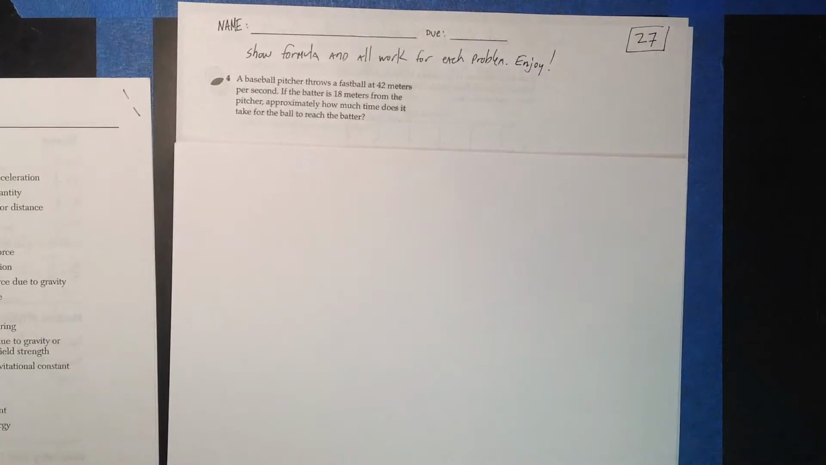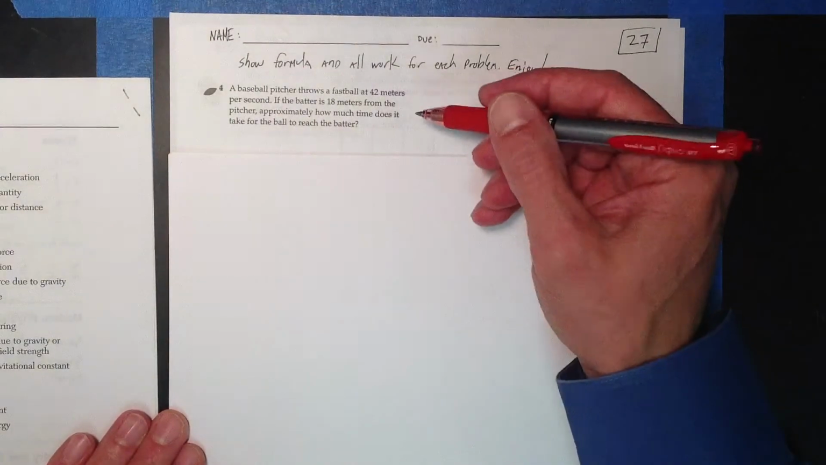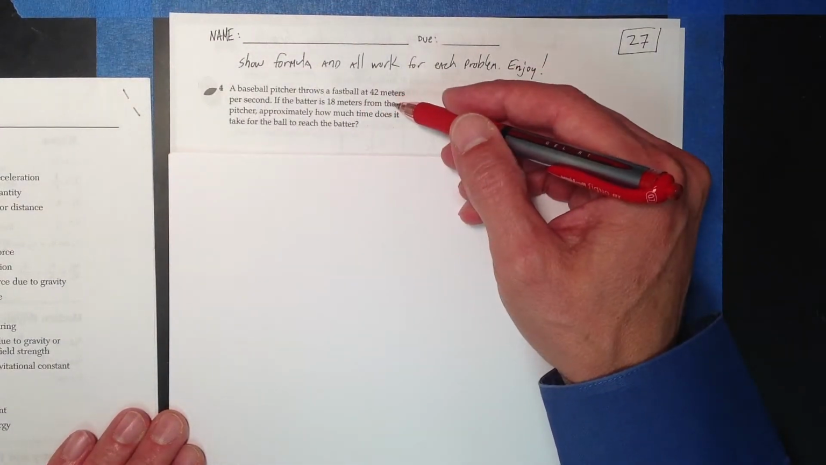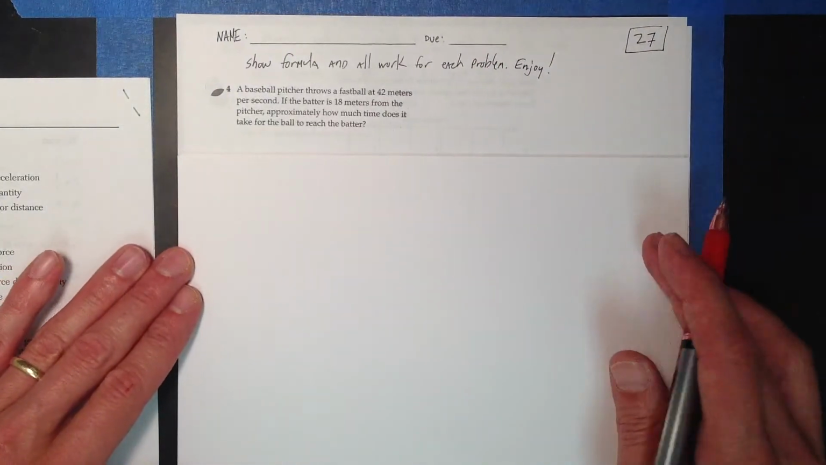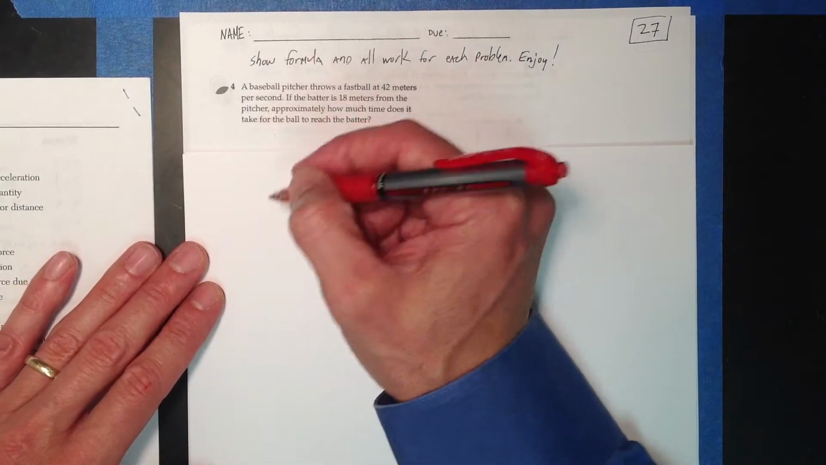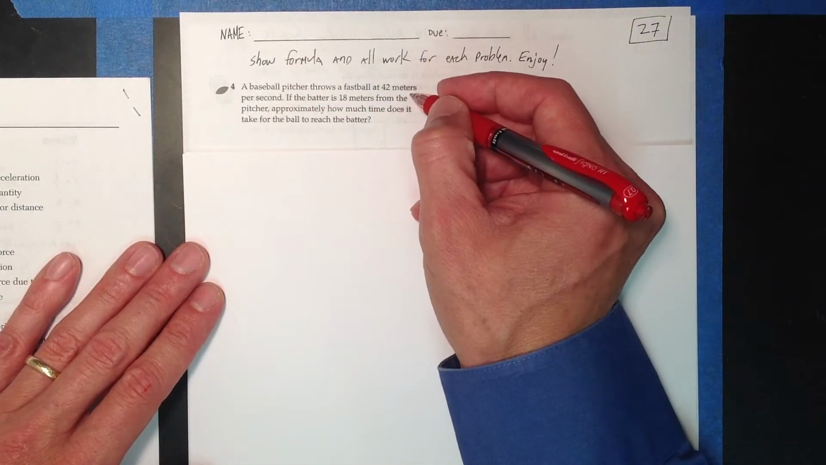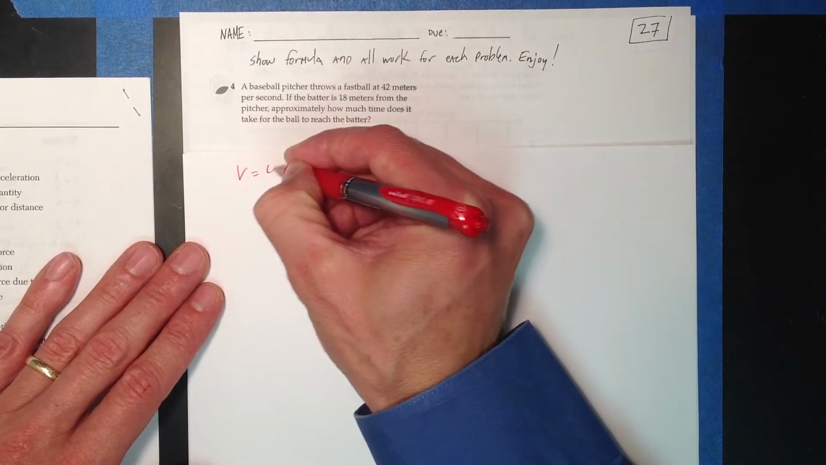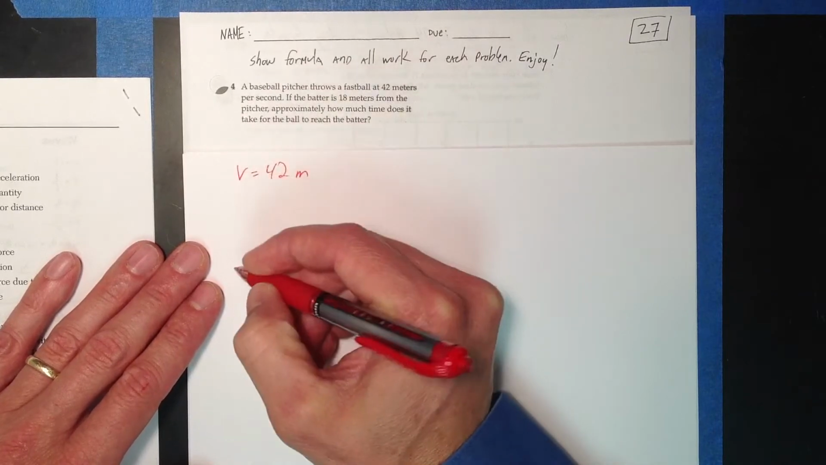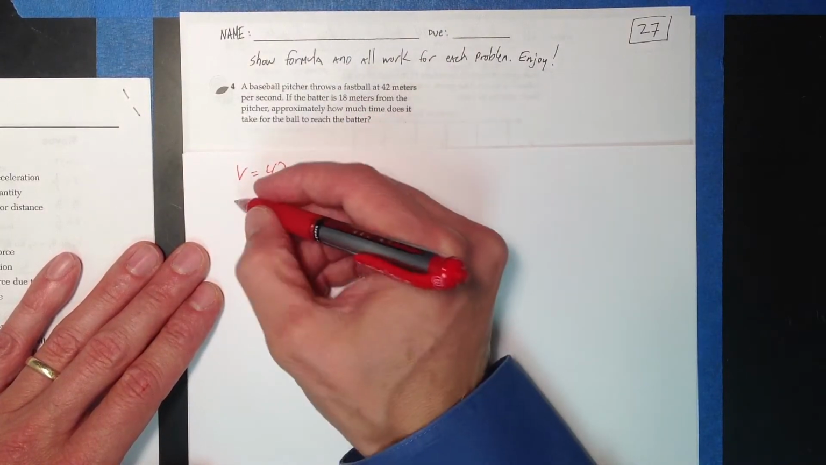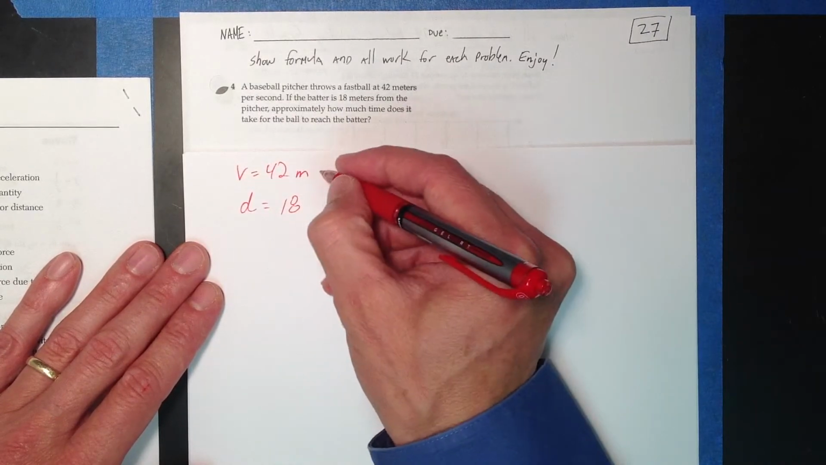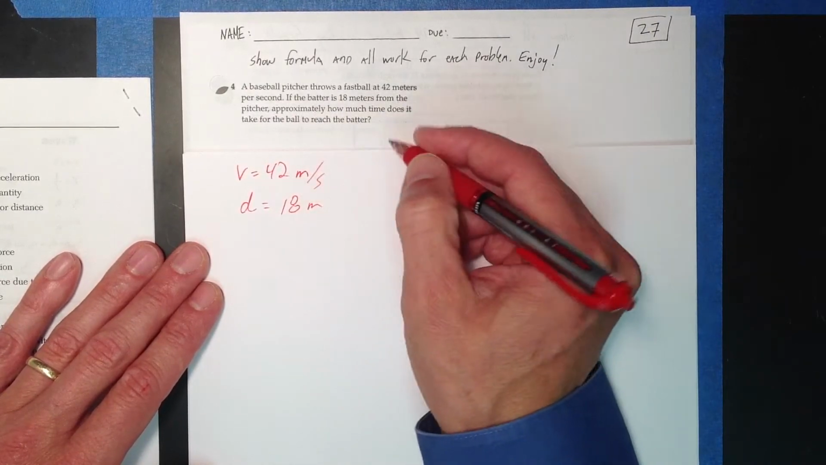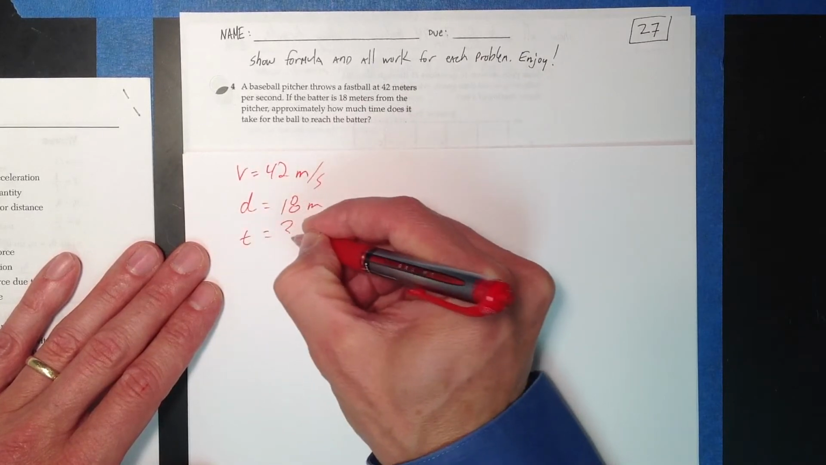Okay, here we go. A baseball pitcher throws a fastball at 42 meters per second. If the batter's 18 meters from the pitcher, approximately how much time does it take for the ball to reach the batter? So let's fill out the variables. We have fastball, so velocity is 42 meters per second, the distance is 18 meters, and time is what we're looking for.